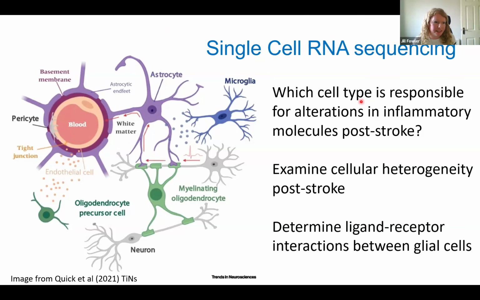With single cell sequencing, we can examine cellular heterogeneity post-stroke, and what we hope to move towards doing is determining ligand receptor interactions between glial cells. We're specifically interested in astrocyte-microglial interactions, and we can try to tease this out with programs such as CellChat, where we can look at ligand receptor alterations between our cellular populations of interest.